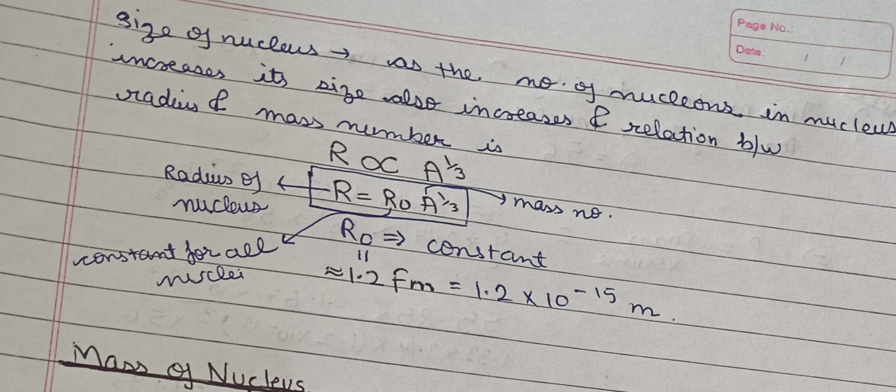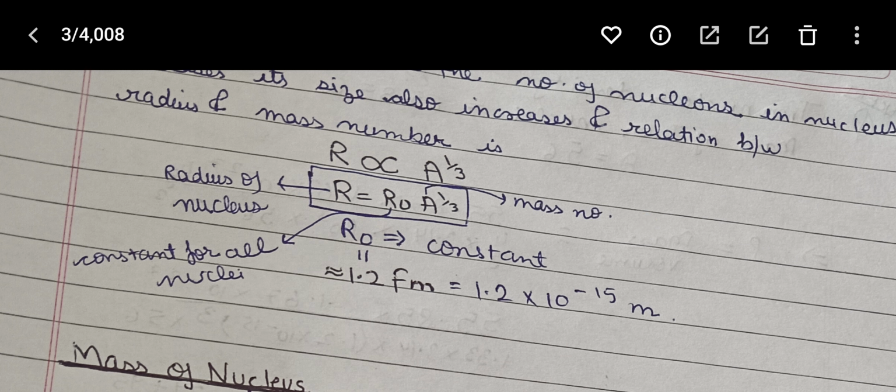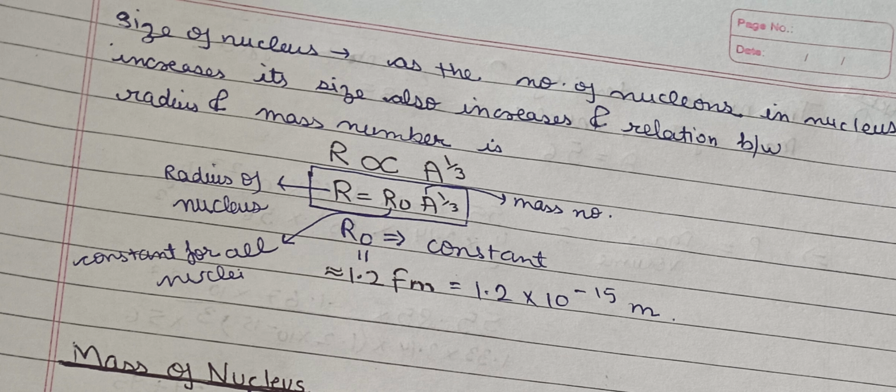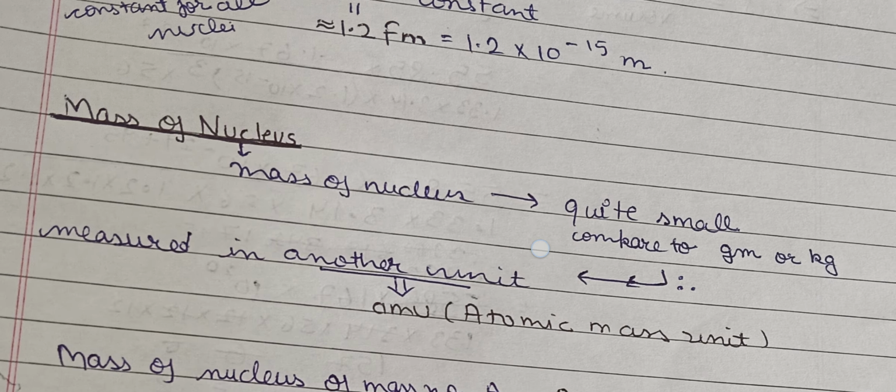And ये वाला तो relation I have already told you. So proportionality हटाएंगे तो आएगा R naught, which is a constant whose value is 1.2 Fermi. That is 1.2 into 10 raised to power minus 15 meter. R is radius of nuclei and A is the mass number. Now we'll go on the mass of nucleus.